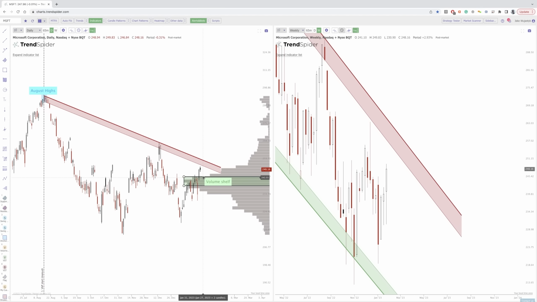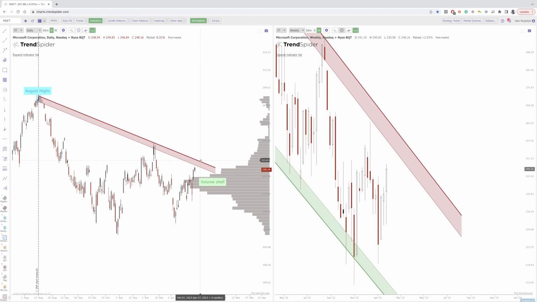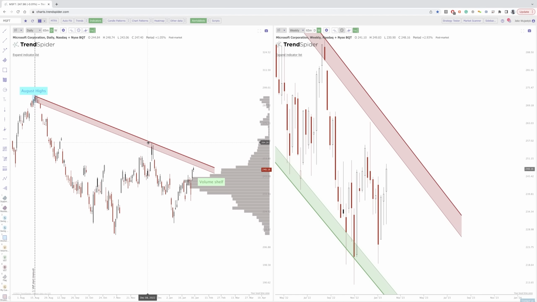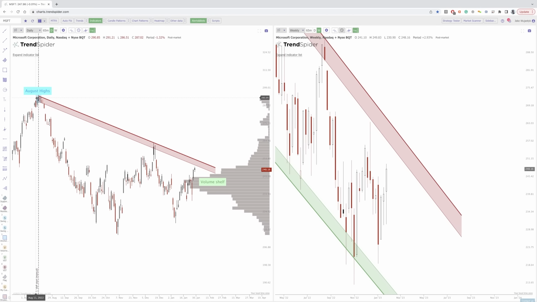So all in all, price is above the volume shelf. That's something to definitely consider for the bull case. But the bear case, we are still below this downward sloping resistance zone originating from the August highs, and we'll see how that plays out into the week ahead.